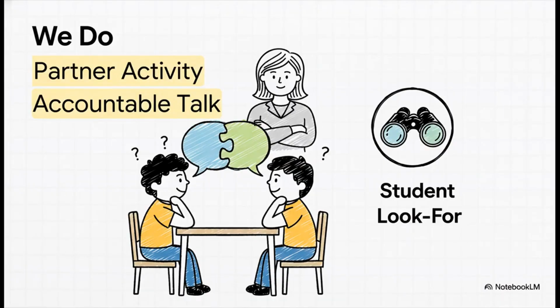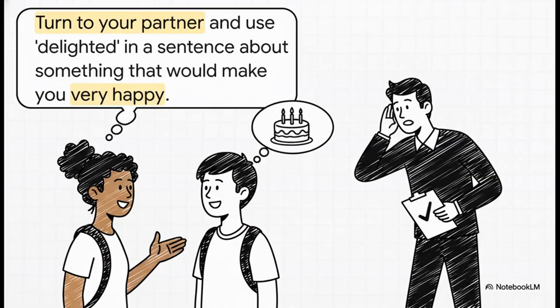All right, next up is the we do. It's time to release some of that responsibility and get the students talking with a structured partner activity. What we're looking for, what our student look-fors are, is that real, accountable partner talk. And notice, this prompt isn't just something we pulled out of thin air. It's taken directly from the evidence document. This is intentional. It's a purposeful quick check that lets you listen in and gather instant data on who's getting it and who might need a little more help.